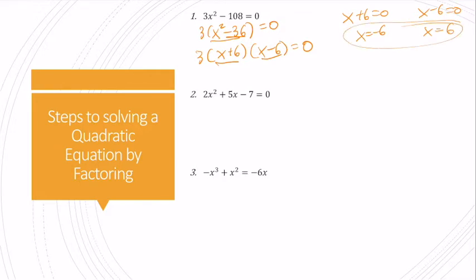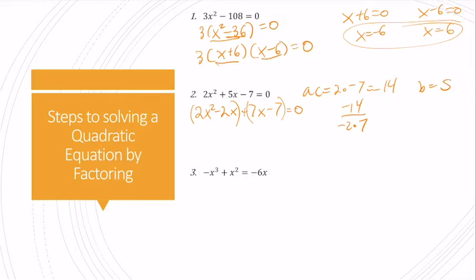Next, I have 2x² + 5x − 7. So what are some factors of AC that add up to b, which is 5? Well, how about −14 factors into a −2 and a positive 7? I can now factor by grouping.